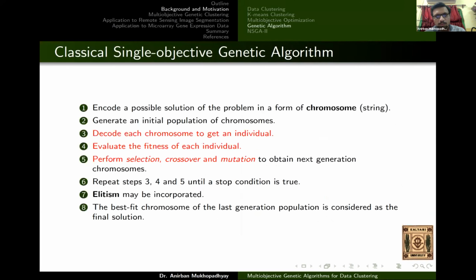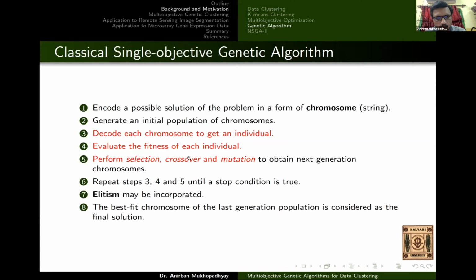So this is the classical single objective genetic algorithm. Here the problem is to encode a possible solution of the problem in the form of a chromosome. Probably many of you are already acquainted with the genetic algorithm. Here we try to encode the possible solutions of the problem as strings or chromosomes, and we start with a set of randomly generated initial chromosomes. Then we decode the chromosomes to get an individual, evaluate the fitness or objective function value of the solutions, then perform genetic operations like selection, crossover, and mutation to obtain the next generation set of solutions. So this is the loop of the genetic algorithm that continues.